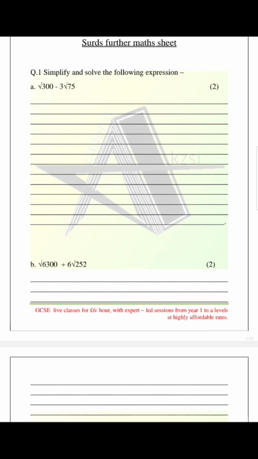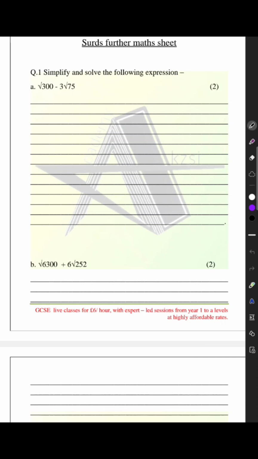So let me start with question number 1. It says simplify and solve the following expressions. I have already explained how to simplify, and if you are not aware of it, you can go to my video and see how to do it. I have explained that in order to simplify, we have to prime factorize the number which is inside the root, or we can just simply write in this manner.